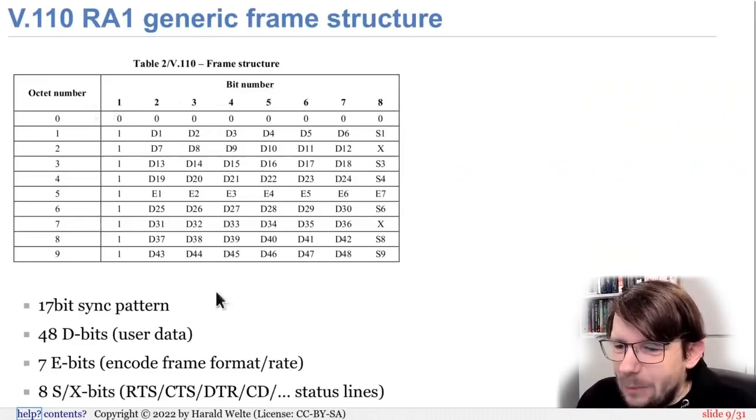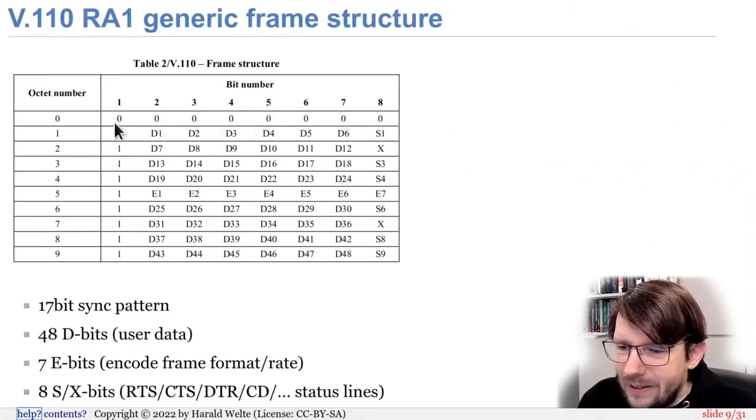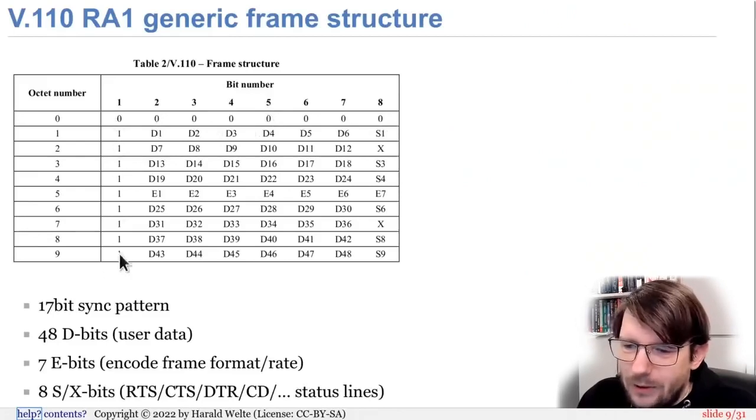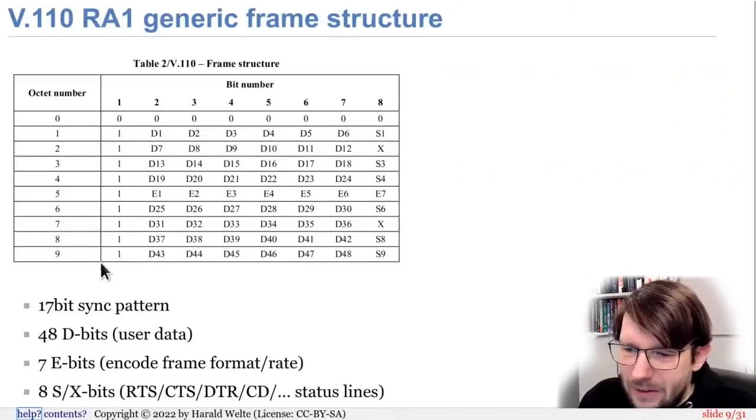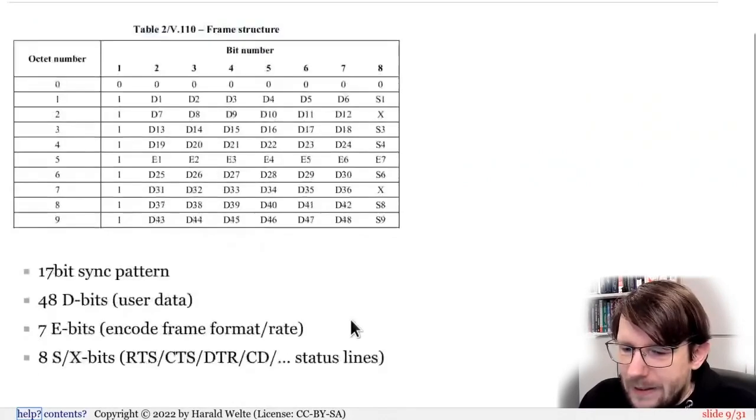And in such an 80-bit frame, we have a framing structure with a frame synchronization sequence. The first octet is entirely 0, and then the uppermost bit of all the following octets is 1. This sync sequence is used by the receiver to synchronize to this bit stream and to identify where in the stream this frame structure starts. So we have 8 plus 9, so 17 bits of sync pattern here.